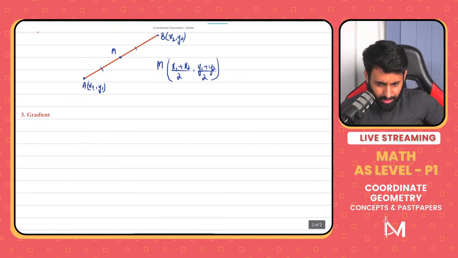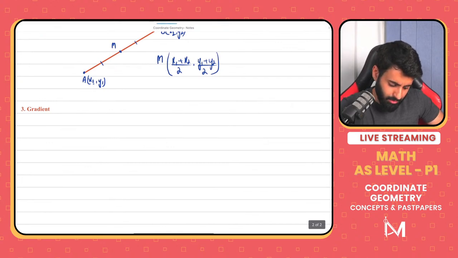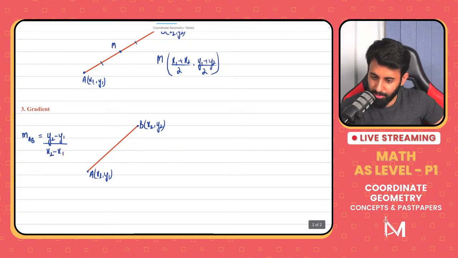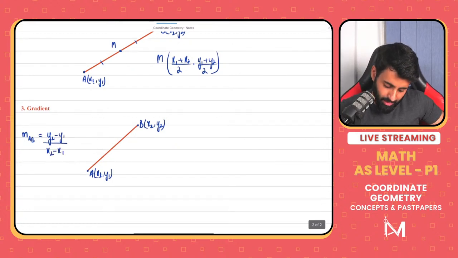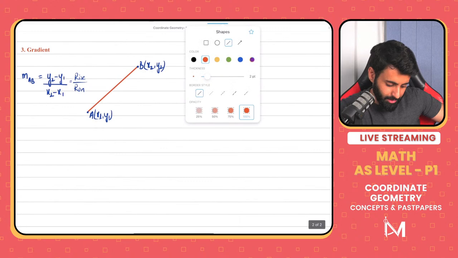Related to gradient, there are a lot of concepts which we are going to cover one by one. Let's start with the very first concept, which is what exactly gradient is. Gradient is basically the ratio of rise to run. If you have a point A with coordinates x1, y1, and another point B with coordinates x2, y2, how will I find the gradient of line AB? It will simply be the difference in y over the difference in x: (y2 minus y1) over (x2 minus x1). So it is basically the ratio of rise over run. Now, a couple of things related to the gradient, as I mentioned.